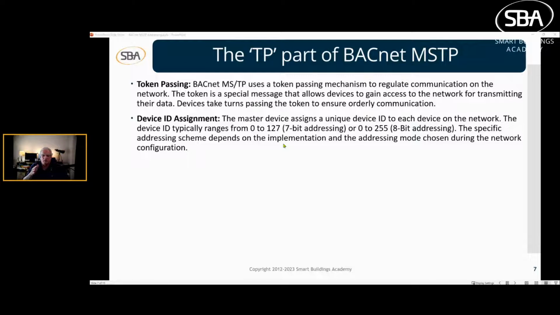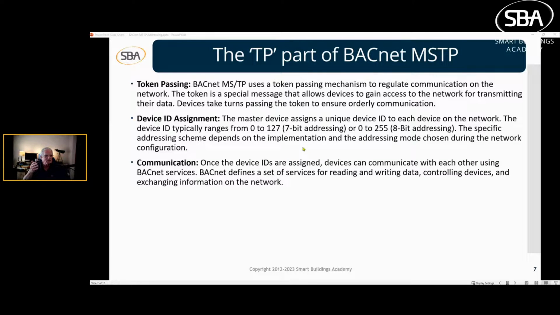Typically, 0 to 127 are other masters. When you look at it, set up a JACE, for example, you'll see a section in the JSON of the BACnet network module that says what your max masters are, and its default is 127. 0 to 255 is typically the children under the separate masters, and that's typically how that was intended to go.